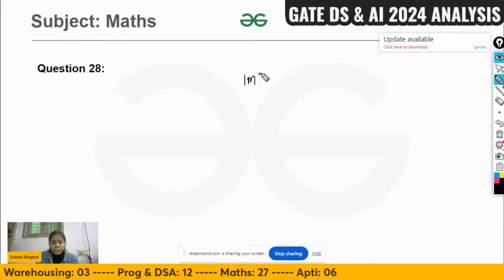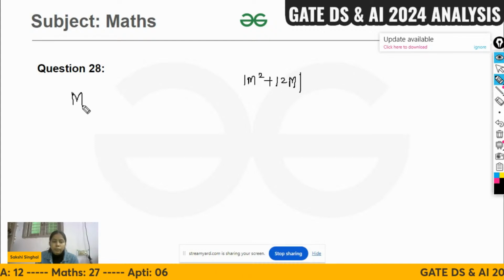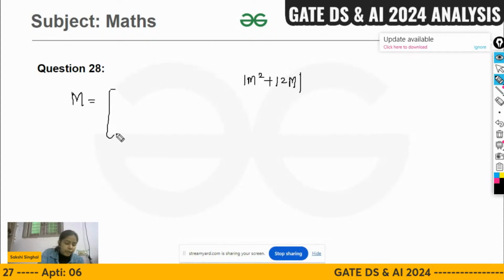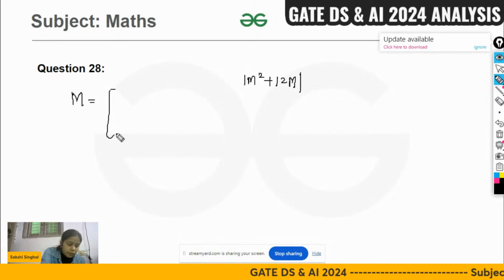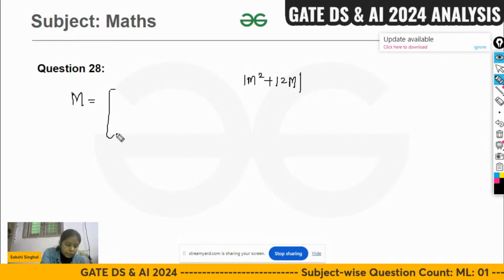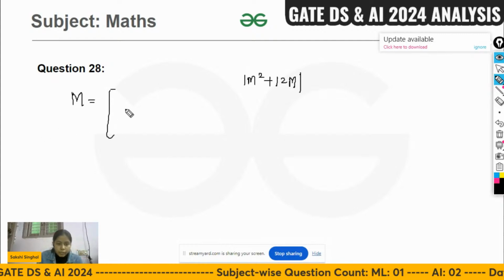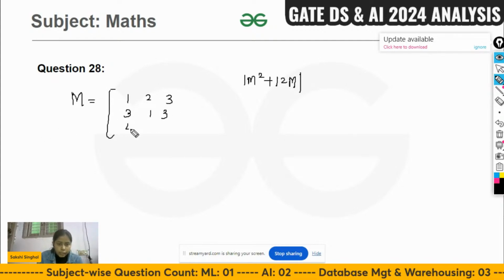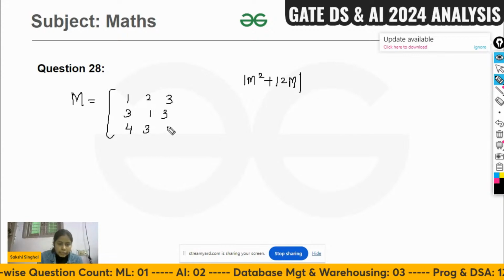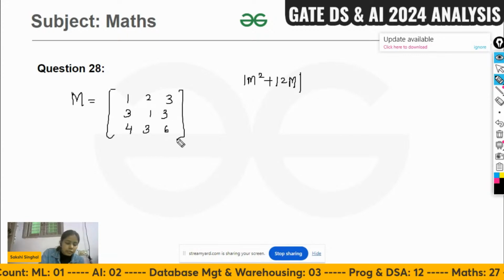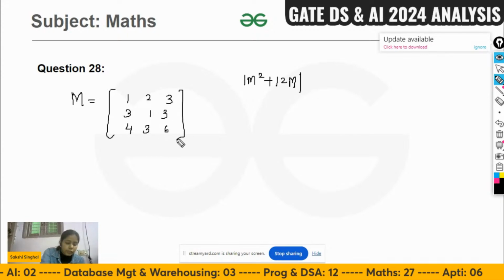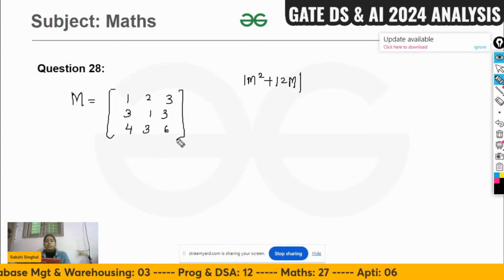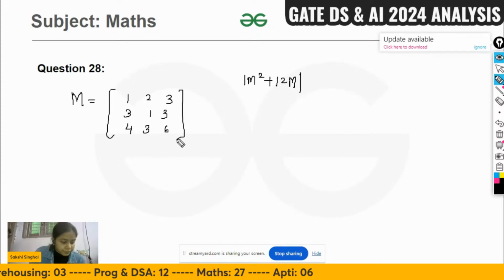Yeah, there is one question, guys, in which they have asked to find the determinant of M square plus 2M, and the M matrix is given to you. I'll tell you what the M matrix is, because I got a text from a student. Let me write it down here. The M matrix was 1, 2, 3, 3, 1, 3, and 4, 3, 6. Tell me, guys, which option you have marked.